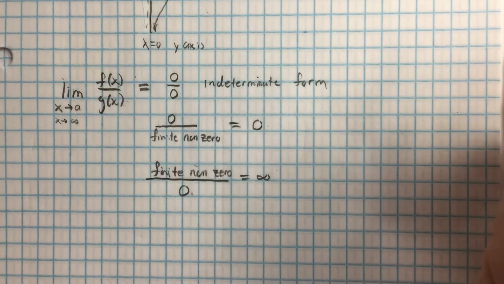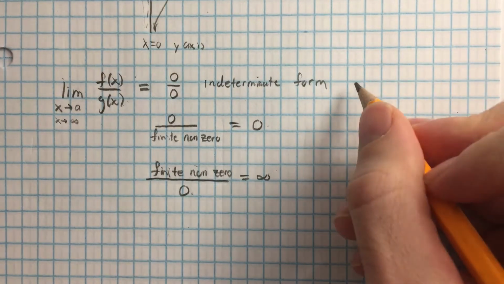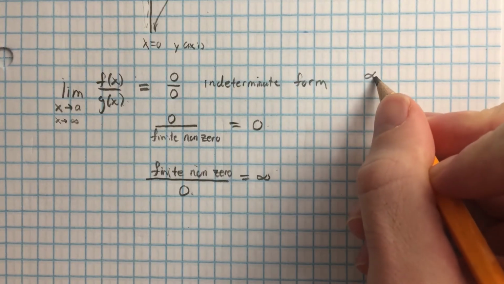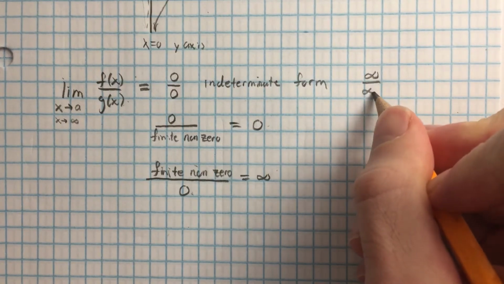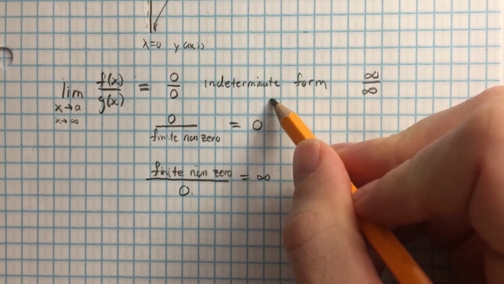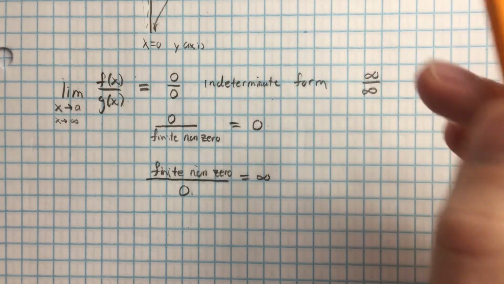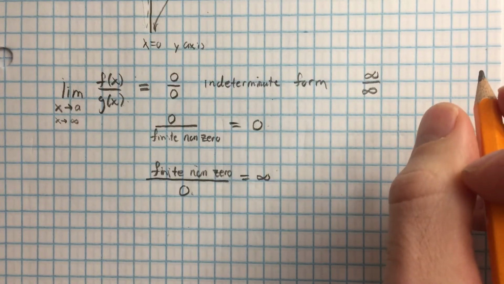Right? So now, if you switch the roles, you could have infinity over infinity, as we mentioned at the beginning of this, and that's a legitimate indeterminate form, and may turn out to be a finite value after all, as we saw. Ours was 1/2 just a second ago.